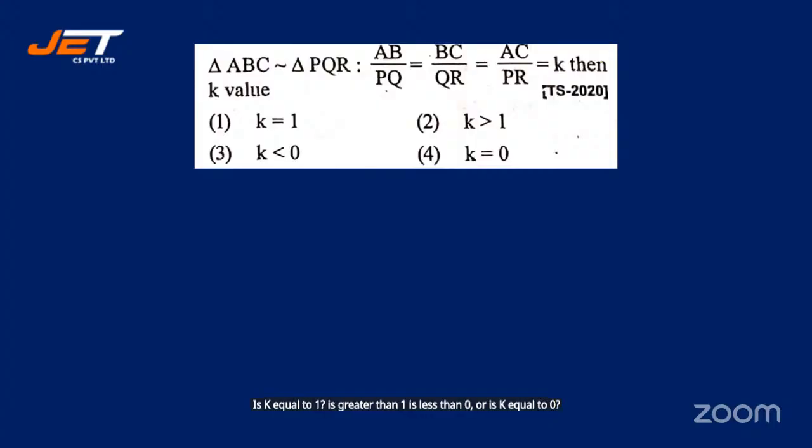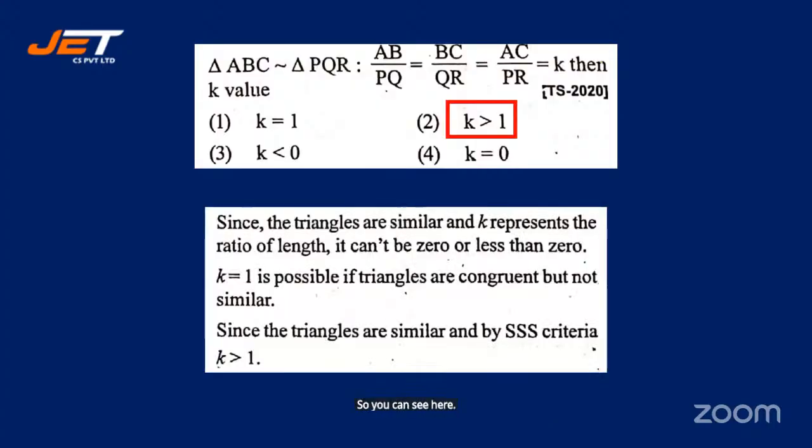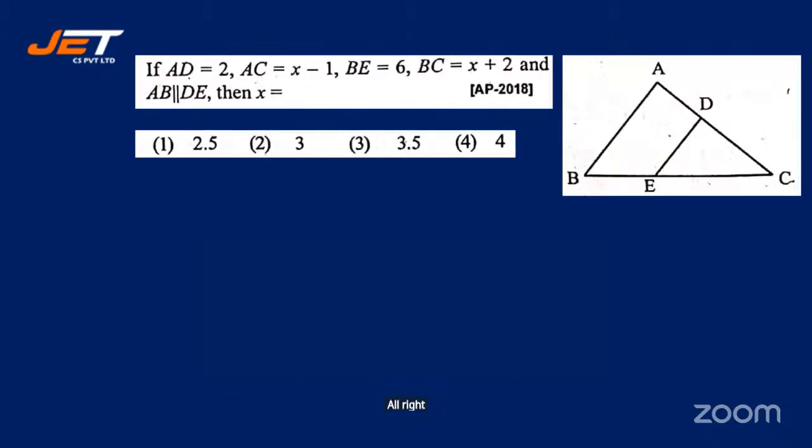So you can see here, since the triangles are similar and K represents the ratio of lengths, it can't be 0 or less than 0 because length cannot be negative, isn't it? K equal to 1 is possible if the triangles are congruent, but not merely similar. Since the triangles are similar by SSS criteria, therefore K is greater than 1. All right? Yes, see the next question.